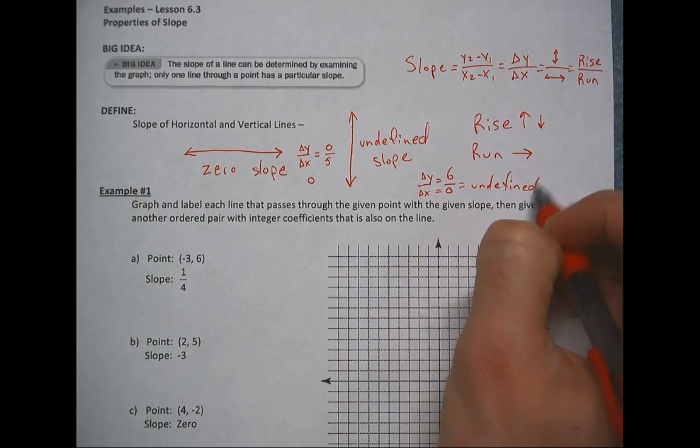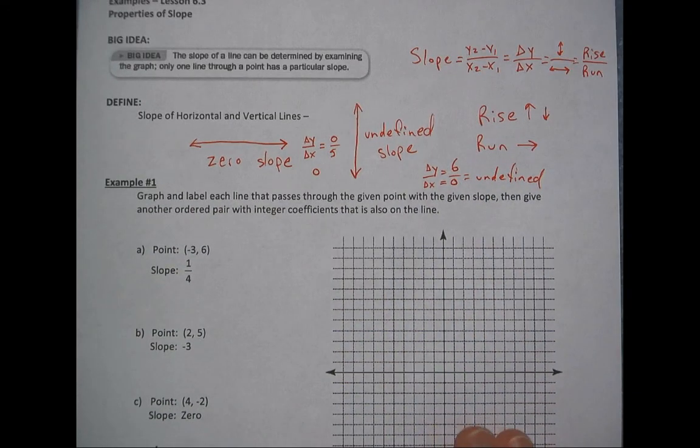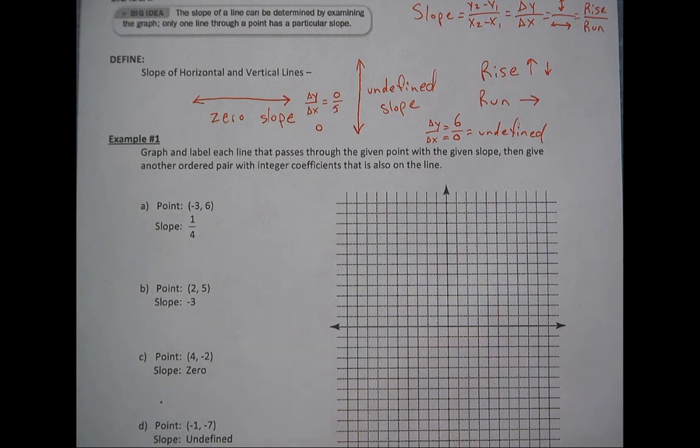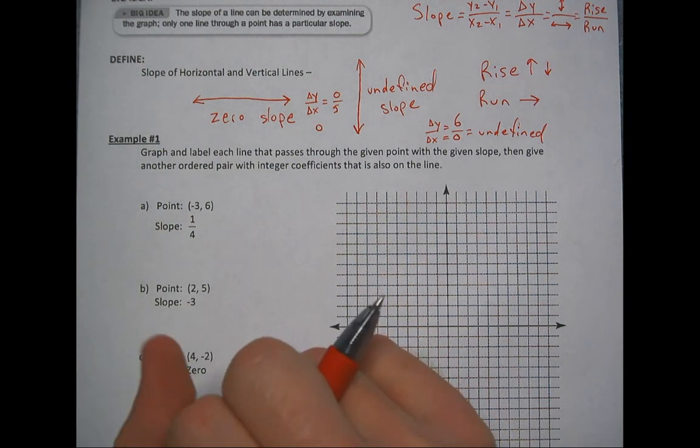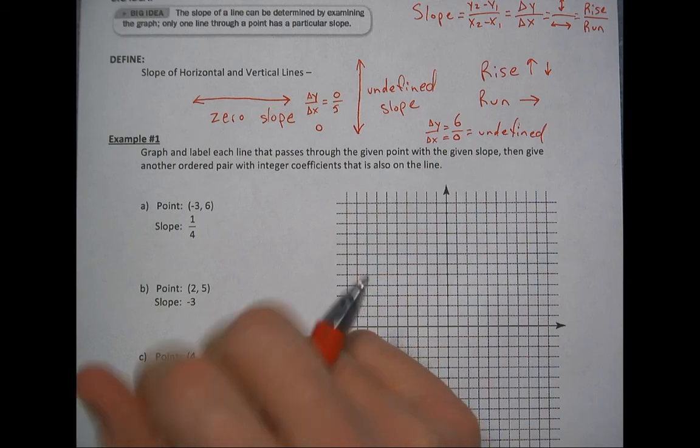So that's how this ties into the mathematics of this. All right, so we only have one example to look at: putting some points on the graph and then using the slope to come up with more points and a line. Graph and label each line that passes through the given point with the given slope, and then give another ordered pair with integer coefficients that's also on that line.